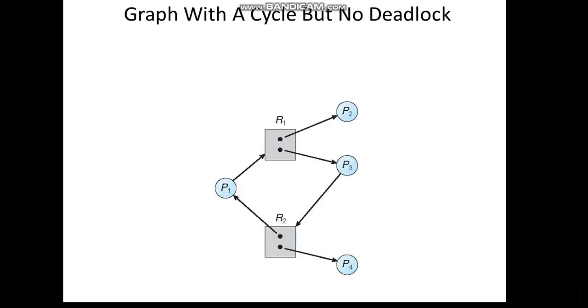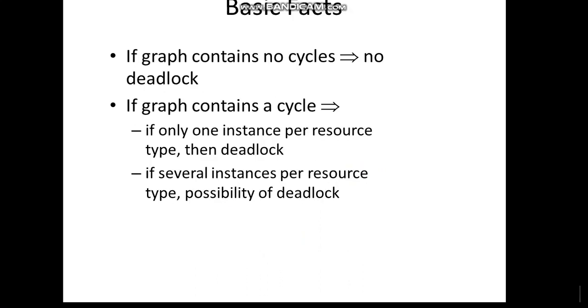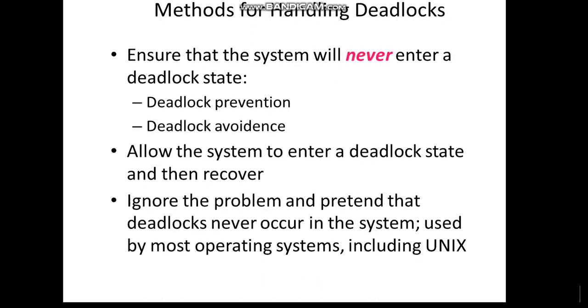So yeah, this is what it shows. If a graph contains no cycle, there is no deadlock at all. But if a graph contains a cycle, and there is only one instance per resource type, then deadlock is possible. It is not true in the case where several instances per resource type are present. So we'll see how to handle deadlock in the next class.